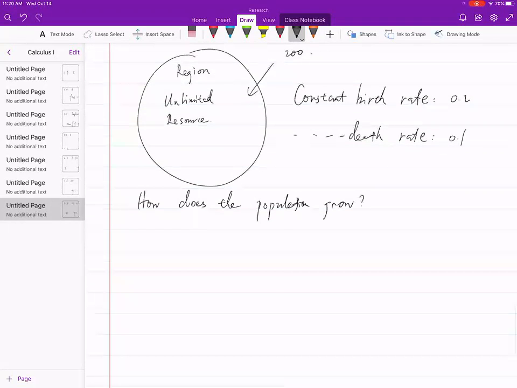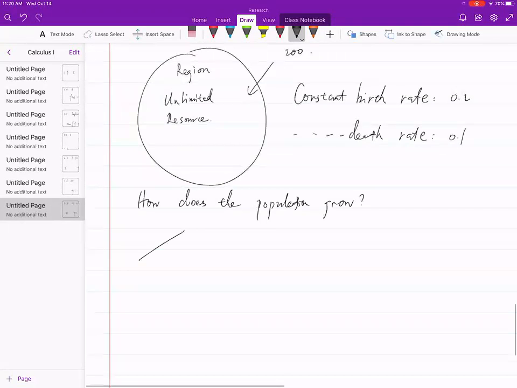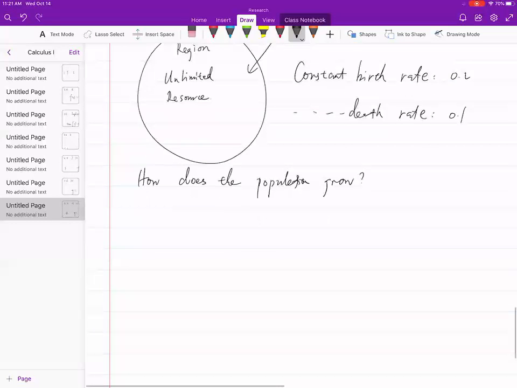Some possible candidates: it grows linearly like this. It grows quadratically like this. It grows like this. And we know the answer should be exponential, right? But let's assume we don't know that. Why does it have to be this case? That's the question here.